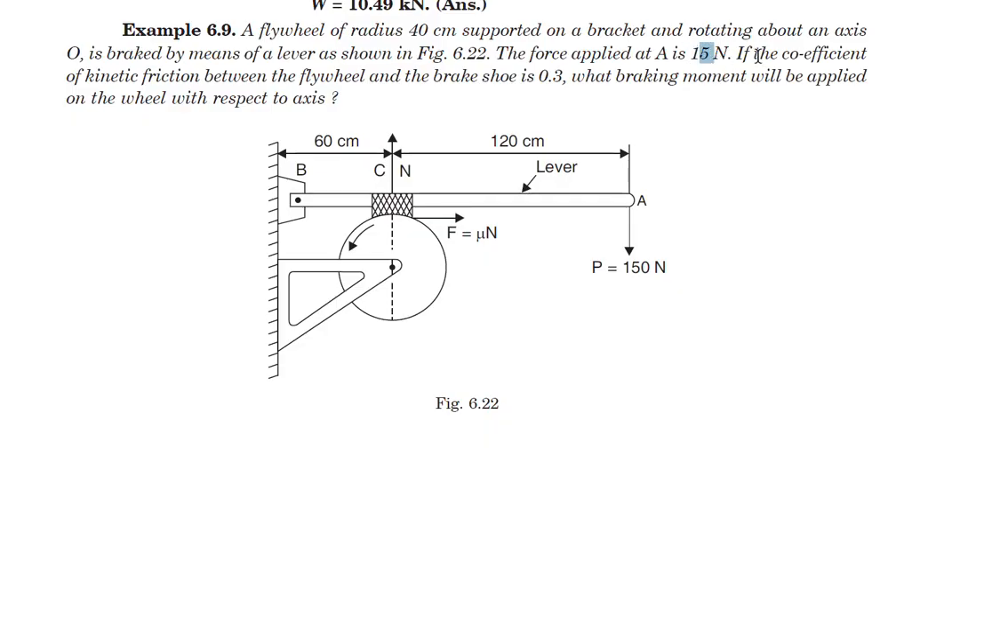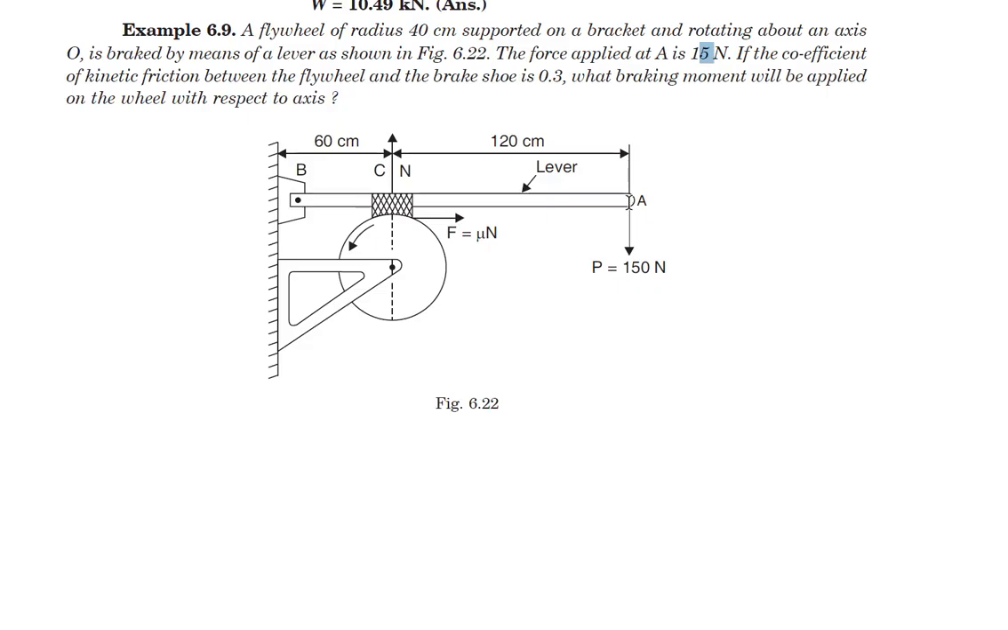Corrections here. If the coefficient of kinetic friction between the flywheel and the brake shoe is 0.3, what braking moment will be applied on the wheel with respect to the axis? In this you have this wheel at a distance of 60 centimeters from the wall, and this lever is a total of 180 centimeters long, and at the end of it, at point A, you have a force P equal to 150 Newton.